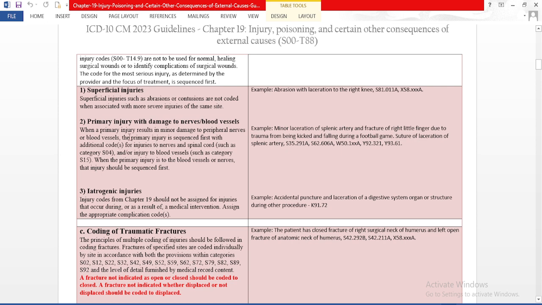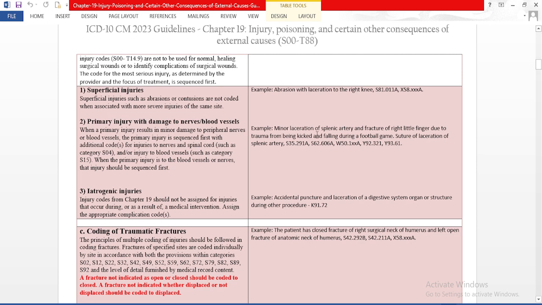If the patient has peripheral nerve or blood vessel damage because of a primary injury, we need to code the primary injury as the PDX, and as the secondary code we need to code the blood vessel or nerve damage. If the primary injury is to the blood vessels or nerves, we need to code that injury code first.